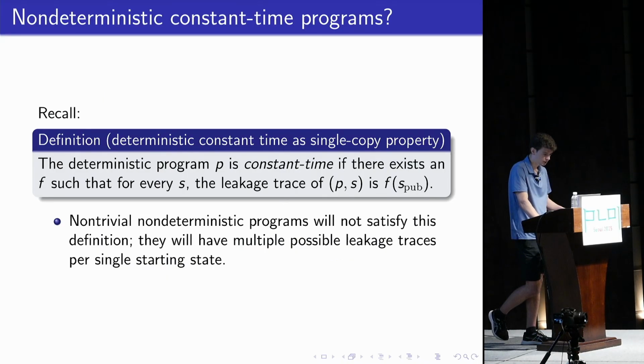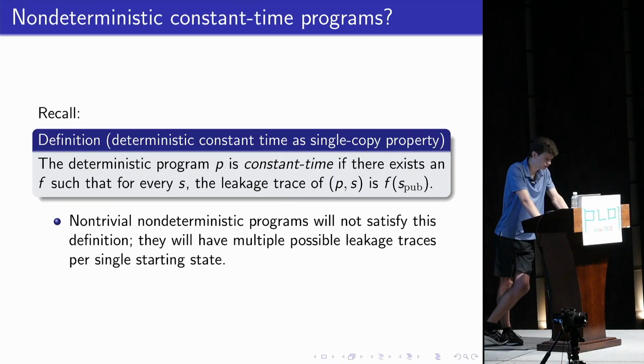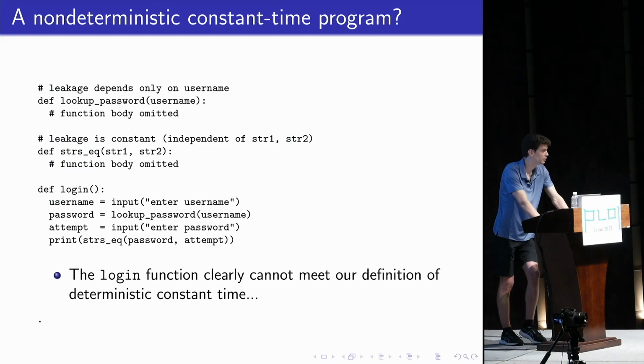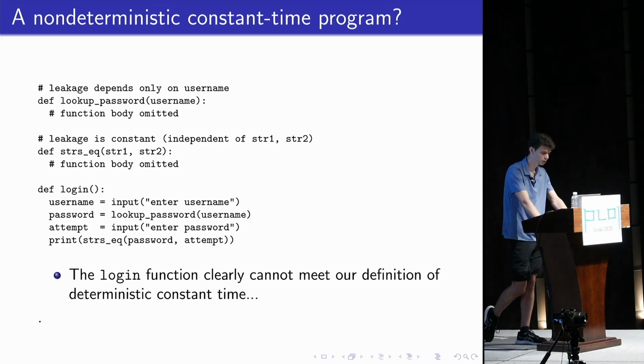So our definition of constant time for deterministic programs requires that for every initial state, there should be at most one corresponding leakage trace of the program, right? And so non-deterministic programs are not usually going to satisfy this definition, because if you branch on any non-deterministic values at all, then you'll have multiple possible leakage traces per public initial state, right? Nonetheless, I claim there are non-deterministic programs that we might want to call constant time.